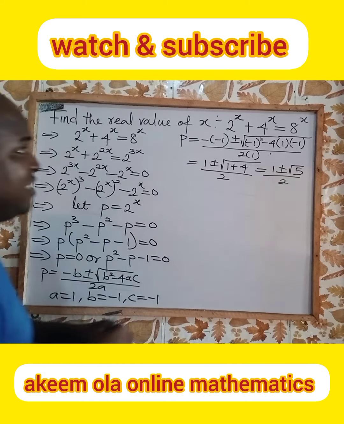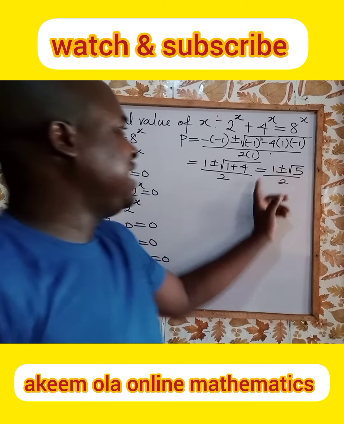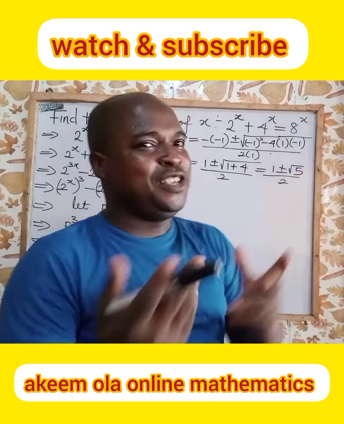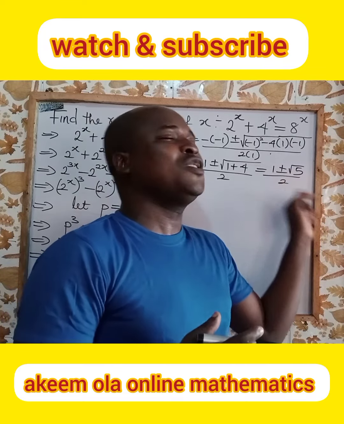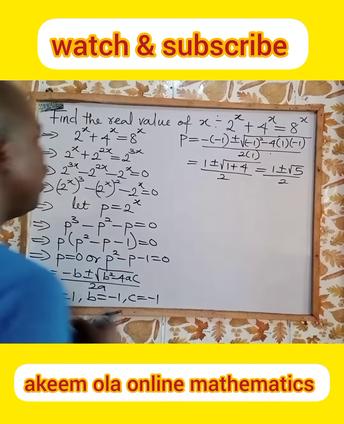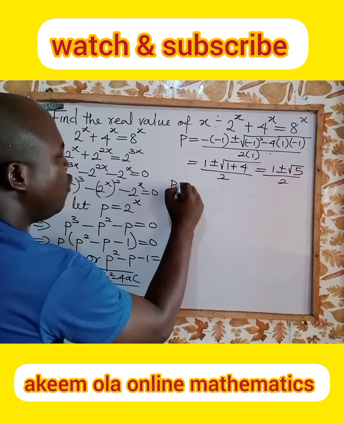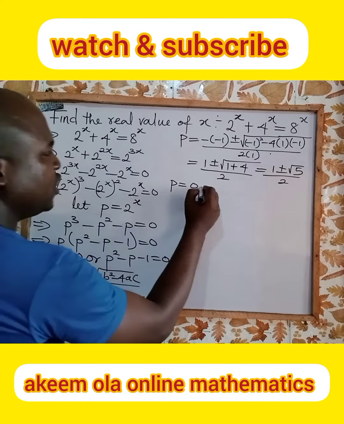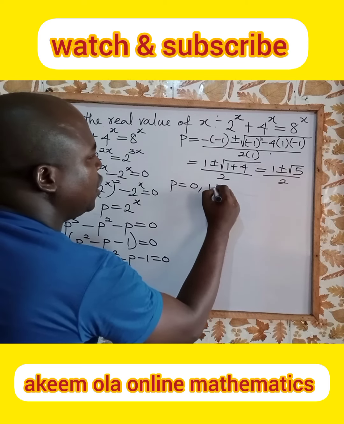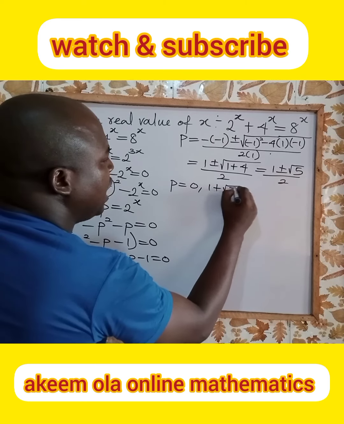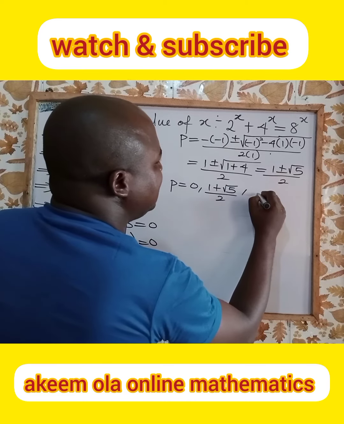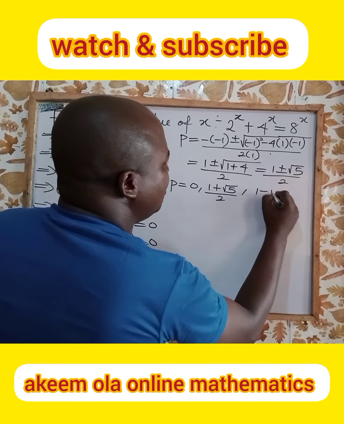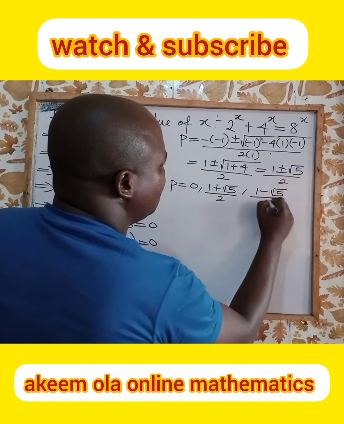And as you can see, we can simplify this. We can first use the plus sign, then we also consider the minus sign. So the values of our p now are 0, the first one we got here. Then we have the second one, 1 plus root 5 all over 2. That is the value of our p. And our p again is equal to 1 minus root 5 all over 2.